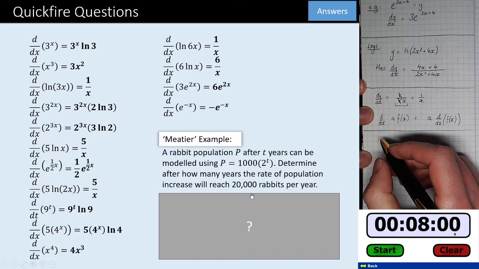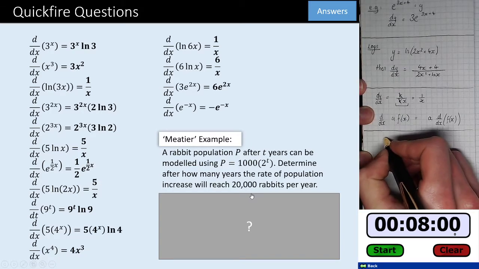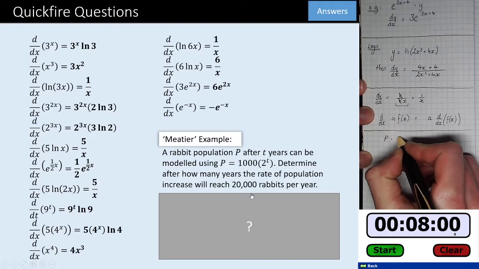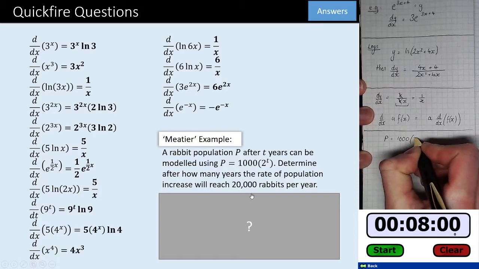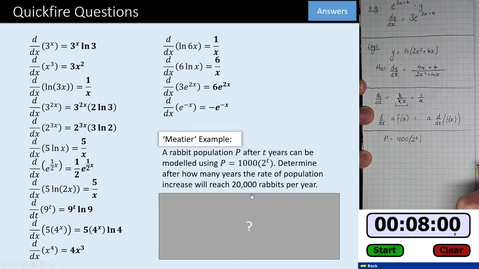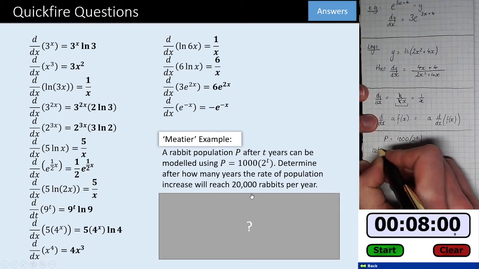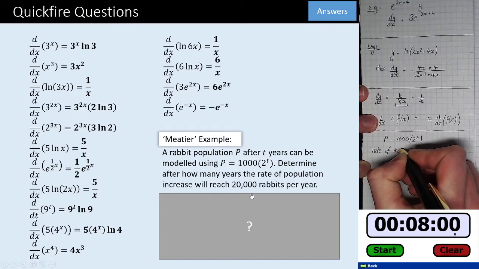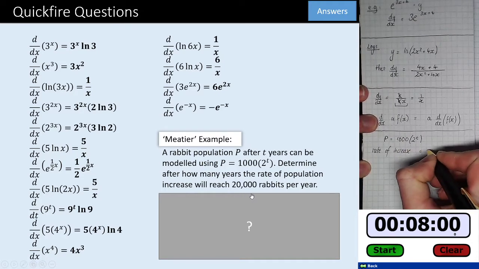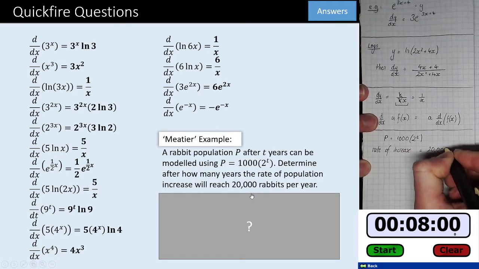So we've got a rabbit population, which can be modelled using p equals 1,000 lots of 2 to the power of t. Determine after how many years the rate of population increase will reach 20,000 rabbits per year. So we want the rate of increase equals 20,000.